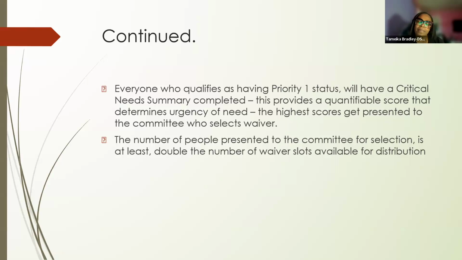distribution. So with that being said, if we're only getting 35 waiver slots, sometimes we're preparing 70 on up of different individuals to go before the committee for them to review and make a decision. So we're always submitting more than the waiver slots we have or will be receiving.